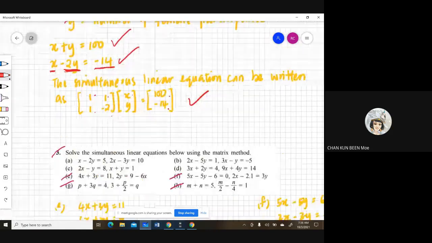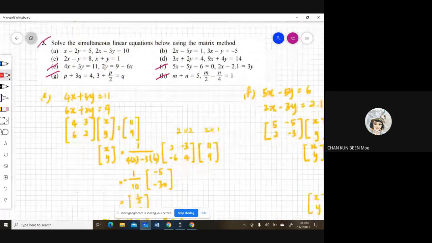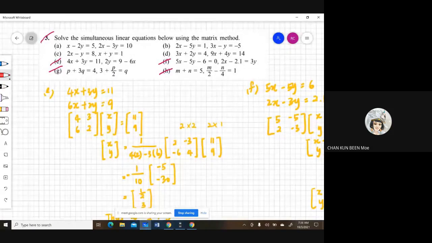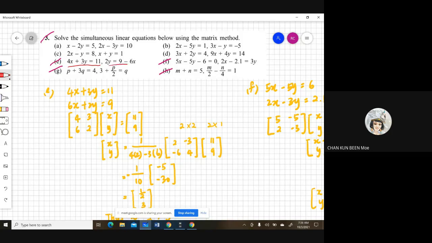Okay, we move on. I think so far you won't have any question. Question number 3, solve the simultaneous linear equation below using the matrix method. I only give you 4 last questions. So we start with question E here. 4x plus 3y equal to 11, 2y equal to 9 minus 3x. This one we have to change into the general form. Becomes 3x plus 2y equal to 9. After that, you convert it into the matrix format. 4, 3, 3, 2, make sure everything is correct, and 11, 9 at the back.